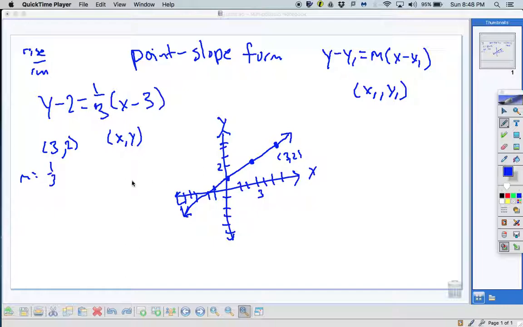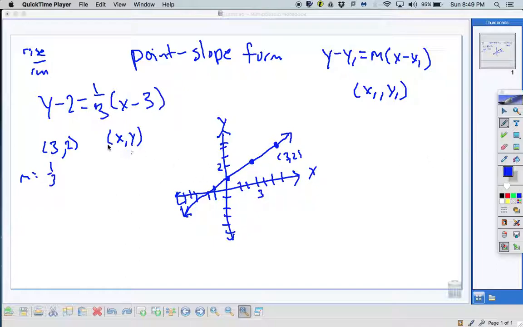Okay, so just like in slope-intercept form, you start with the point. In this case, our point is going to be x1 comma y1. And then you use the slope to find a second point by using rise over run. Run is always to the right. And if you reverse directions, reverse them both. So it's going to be down and to the left.